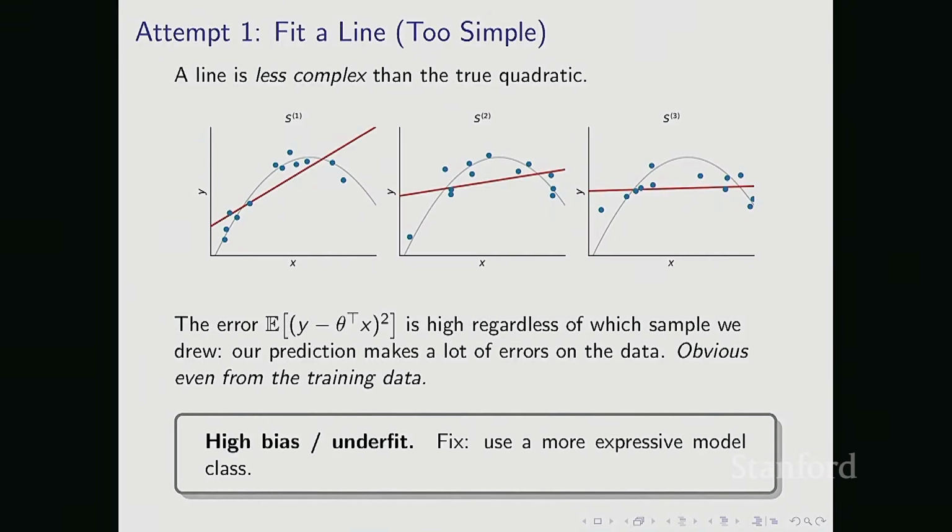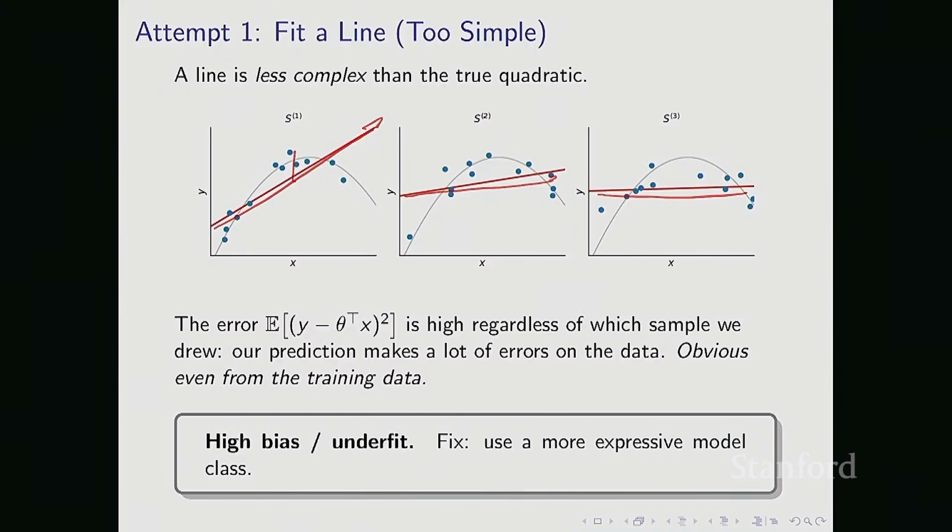Okay, so let's fit the simplest model. Let's just fit a line. Our function's quadratic, and we're fitting a line. Intuitively, it should be too simple, right? There should be a curve. The line is incapable of representing the curve. So what happens? What I've shown here is we took S1 and we fit a line, and boom, the line went off in some direction. And it has some errors on the points. I fit on S2, I again get this data set, and I fit a different line. And S3, I get a different line.